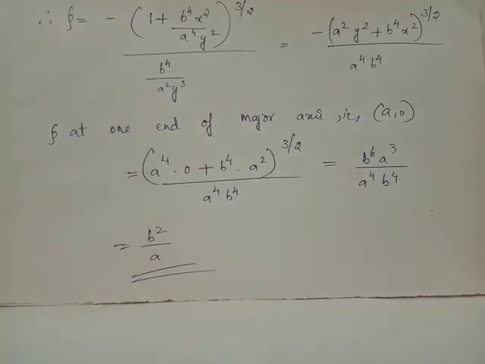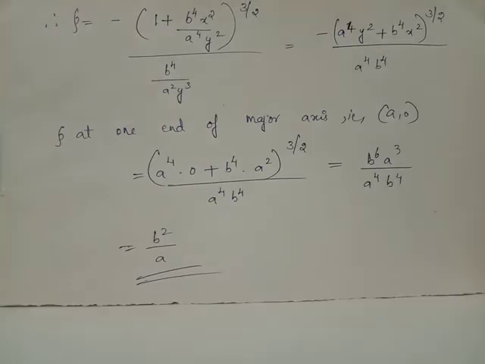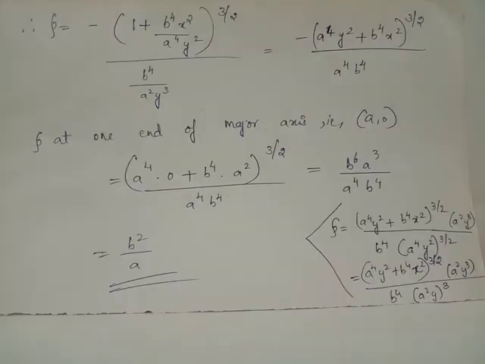When you take the LCM in the numerator, it becomes a raised to 4 into y square plus b raised to 4 into x square divided by a raised to 4 into y square, the whole raised to 3 by 2. When b raised to 4 divided by a square y cube is taken to the numerator, it becomes a square y cube divided by b raised to 4. The common denominator that we will get here after taking the LCM will be a raised to 4 into y square, the whole raised to 3 by 2.